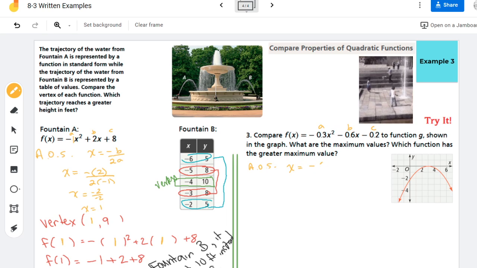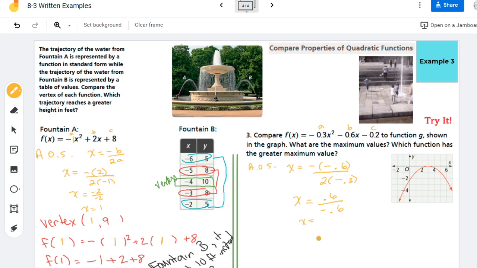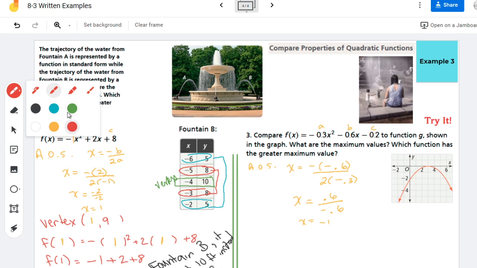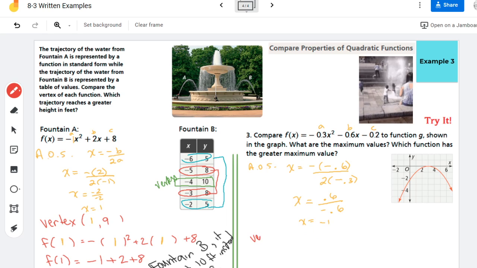So for my axis of symmetry, I have negative b, so negative 0.6, over 2 times a, which is negative 0.3. Whew, y'all, that's a lot of negativity in my life, isn't it? Let's get rid of some of it. So a negative 0.6 is a positive 0.6. And 2 times negative 0.3 is negative 0.6. So my axis of symmetry for f of x is at x equals -1.